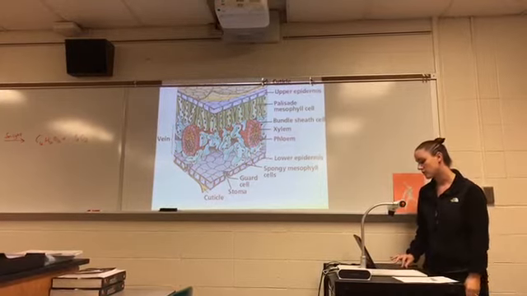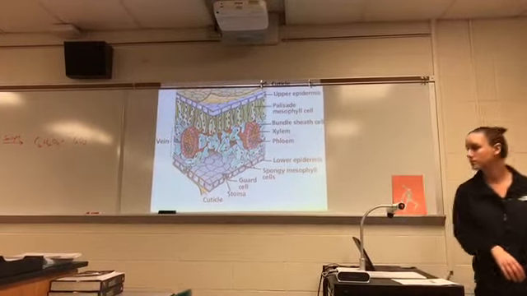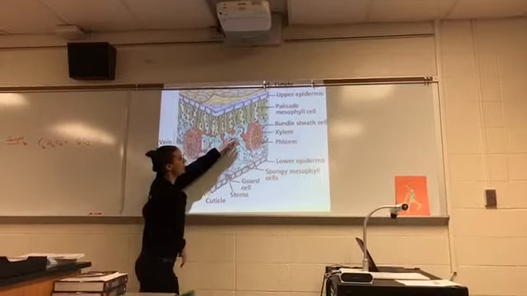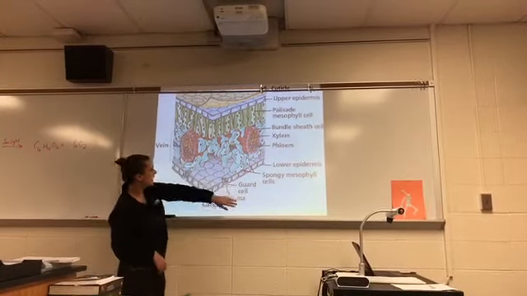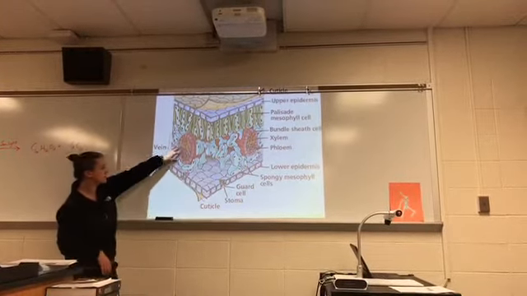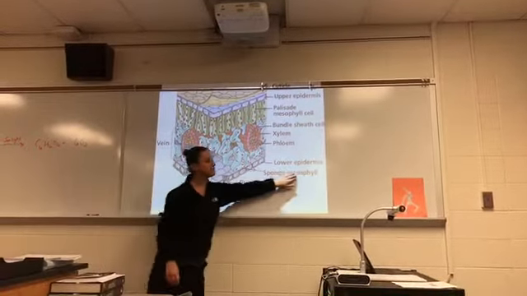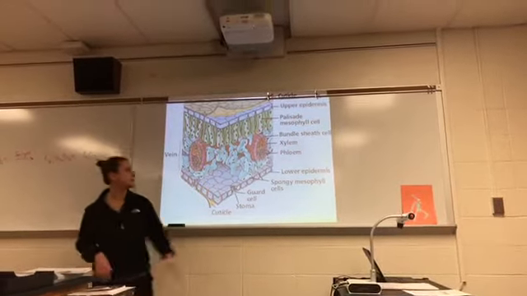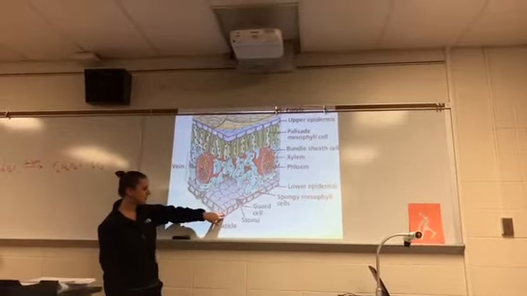This first layer is called the cuticle. Then we have the upper epidermis. Okay, we have the palisade mesophyll cells. We have, this is called the spongy layer. Okay, these right here. And then mesophyll, we'll look at that. That's going to be like the middle layer. So we have the palisade and the spongy. We have the lower epidermis.